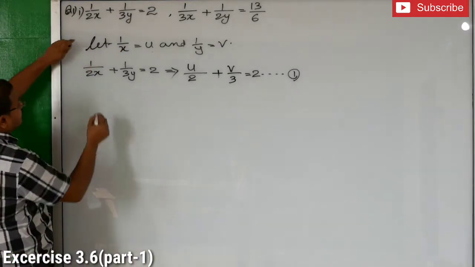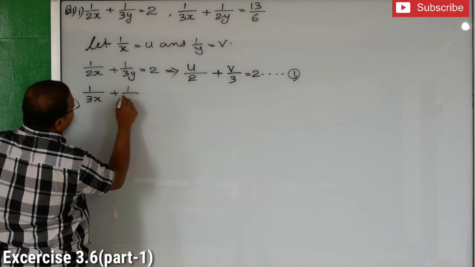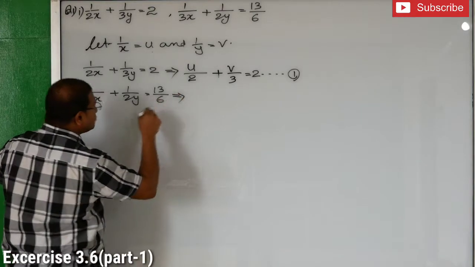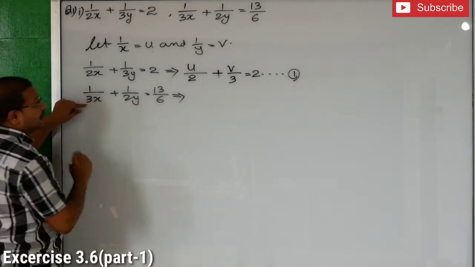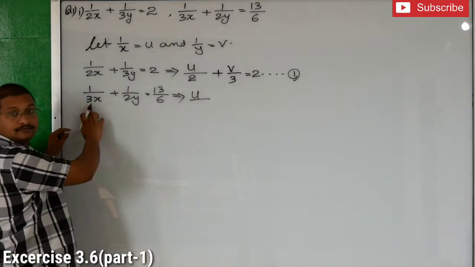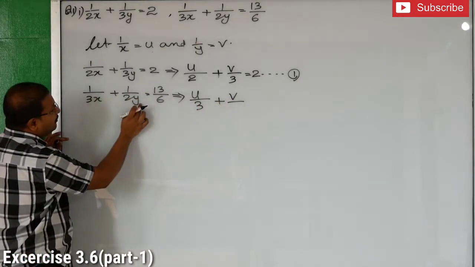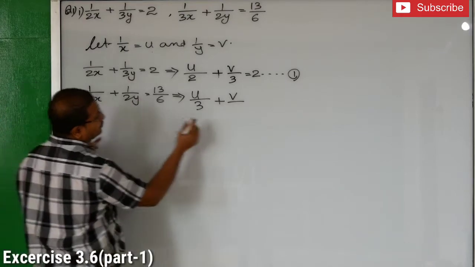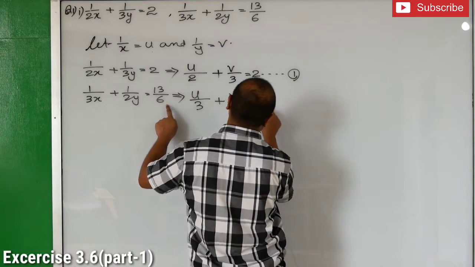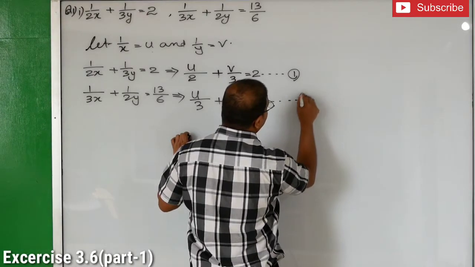After that, second equation, what is that? 1 by 3x plus 1 by 2y equals 13 by 6 implies, what will happen? In place of 1 by x, what will you write? u, isn't it? That means u by 3 plus v by, see 1 by y means v, and divide by 2 equals, what will you get here? 13 by 6. Ready? This is equation number 2. Now we will solve it.